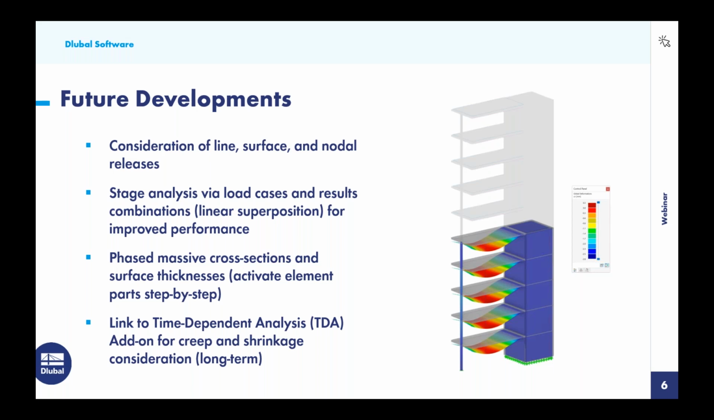We also will be adding what we call phased massive cross sections and surface thicknesses. So we'll be able to activate the element parts step by step. For example, if we would like to increase the dimensions of a concrete column, we'll be able to take into account those phase activations here within the construction stages add-on.